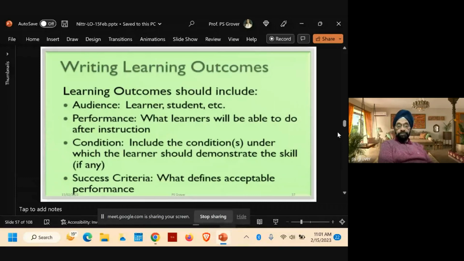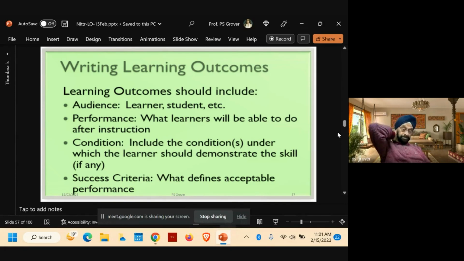A learning outcome should include the audience, that is our student. Performance: what he should do, what learners will be able to do after the instruction, after the lecture. Condition: under what condition he has to do it. Include the conditions under which the learner should demonstrate the skill that he has gained, and whether he has gained it up to the level of the success criteria, what defines acceptable performance.